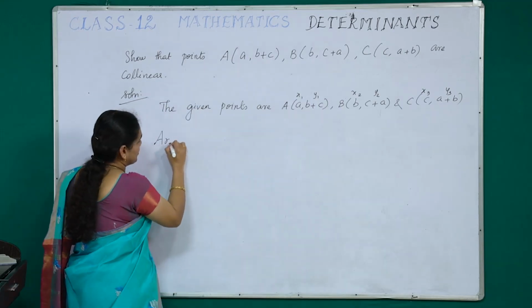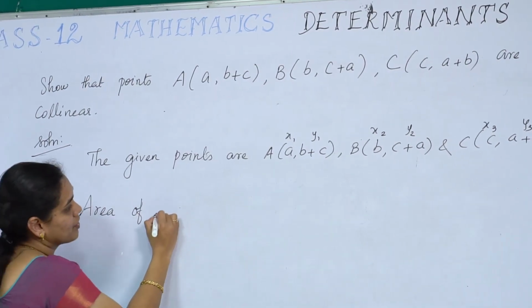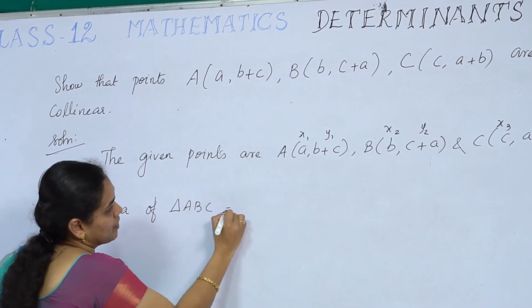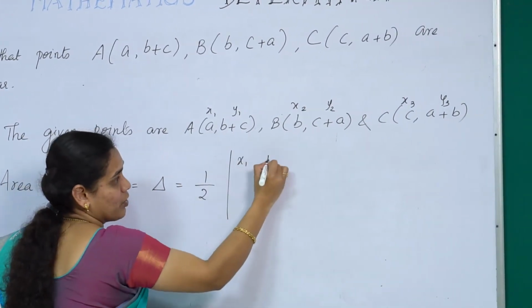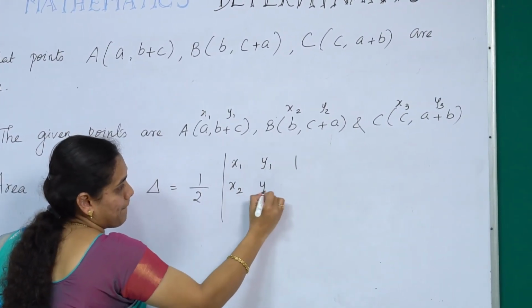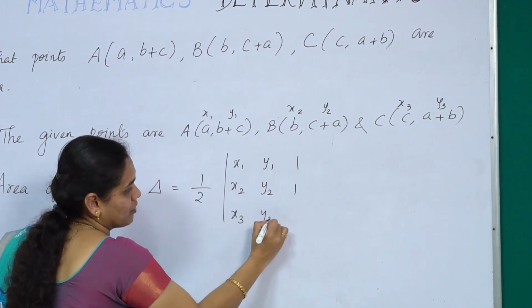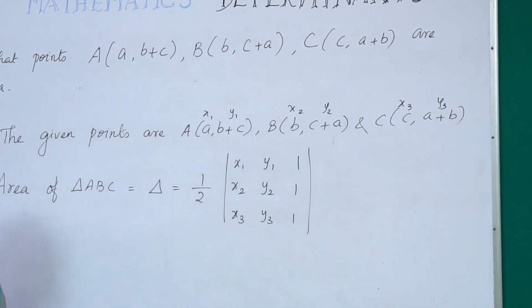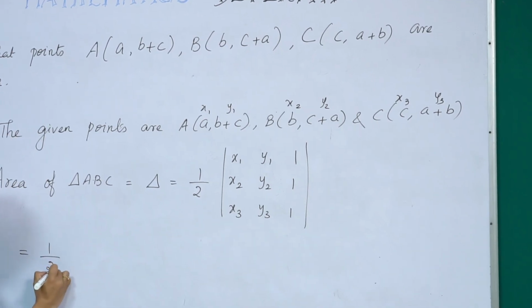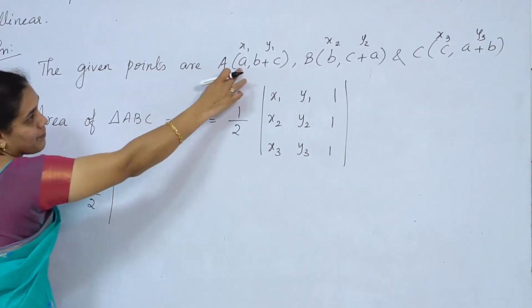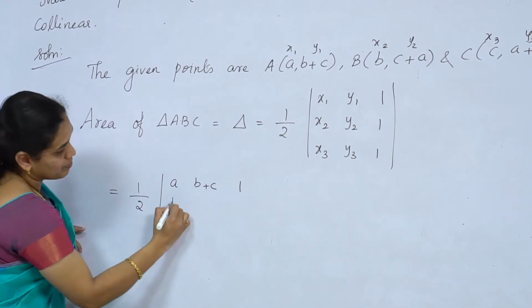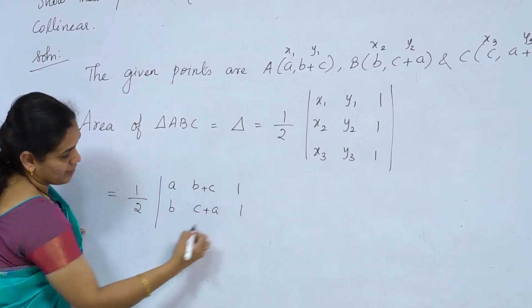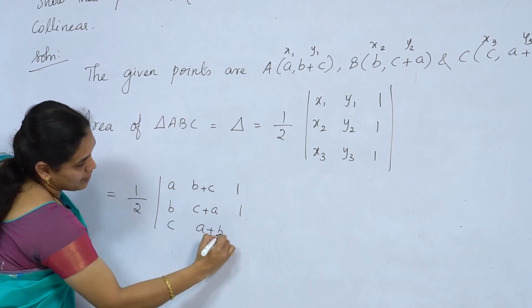Let us write the formula. Area of triangle ABC is equal to half times the determinant of x1, y1, 1, x2, y2, 1, x3, y3, 1. Let us substitute the values. So we get half times x1 is A, B plus C, 1, and x2 B, C plus A, 1, and C, A plus B, 1.